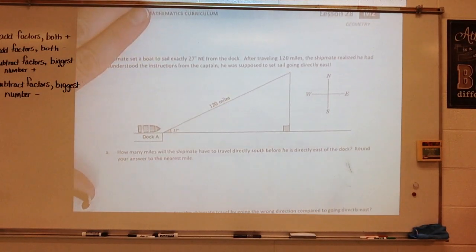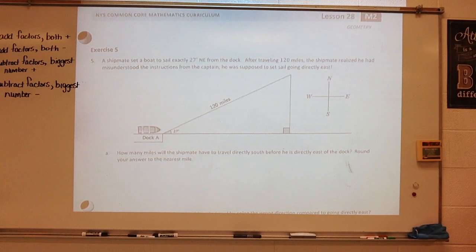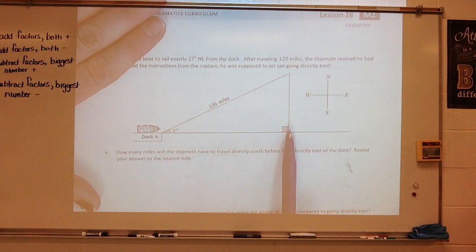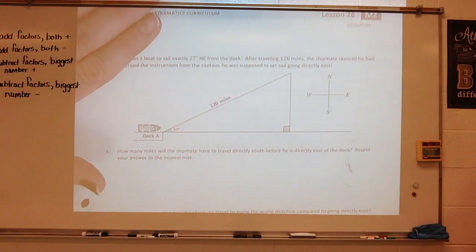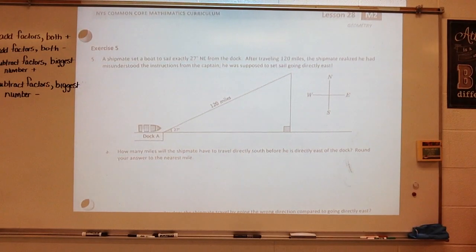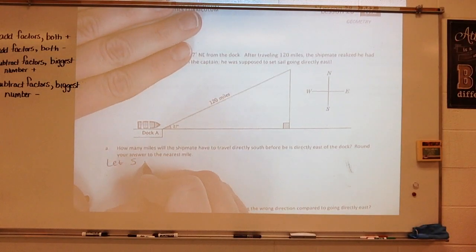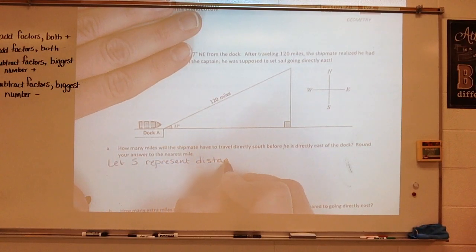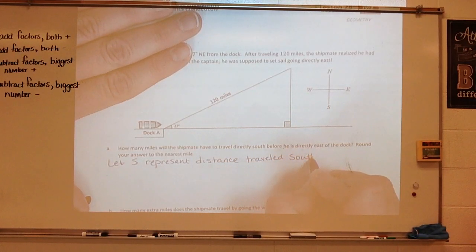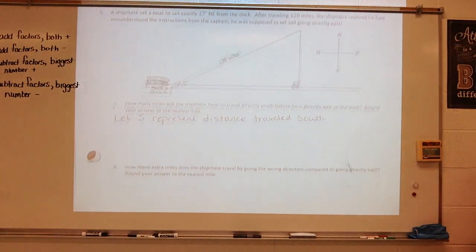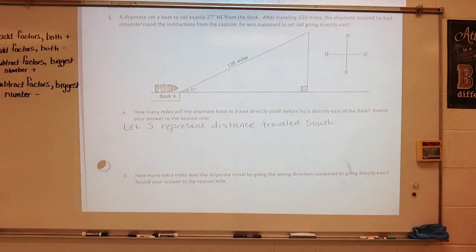So we can create a right triangle here. They want to know how many miles he is going to have to go south to get where he should have already been. So we're going to let S represent the distance that they have to travel south.